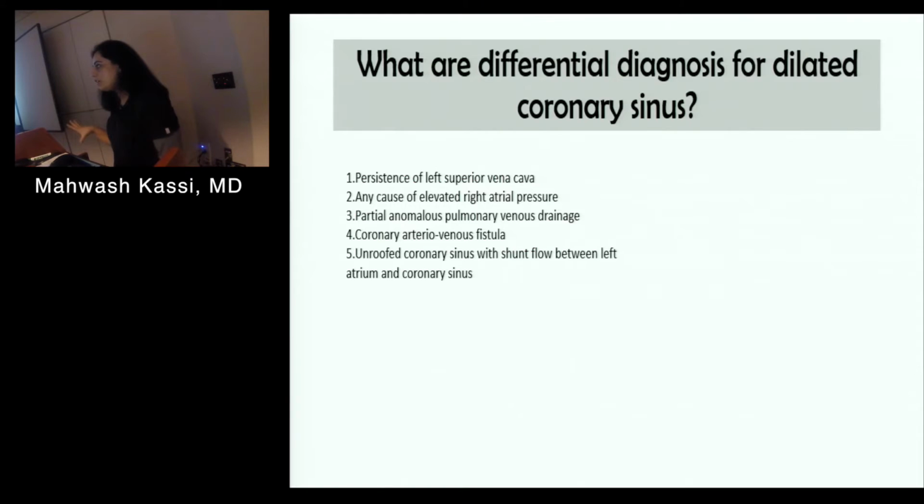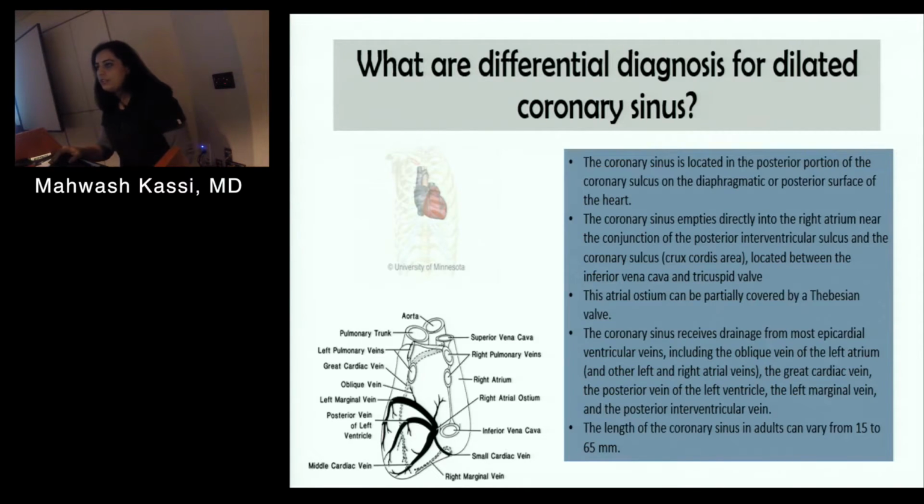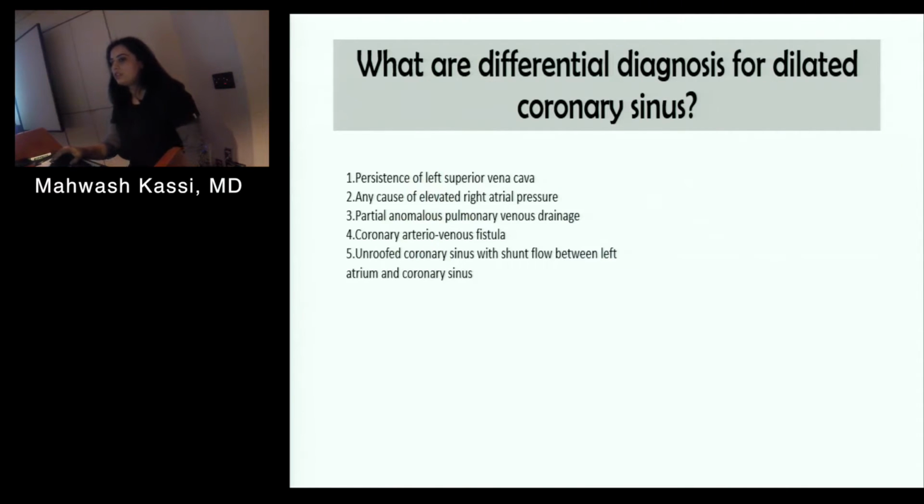Because now we have 5 diagnoses, and we don't know. This person has severe mitral regurgitation and has a circumflex that is occluded. He needs to go to surgery for the ischemic mitral valve. But does he need any other surgical procedure, which is a very important question to answer at this point in time? So how do we go about this? I think it's important to understand what a persistence of left SVC really means. That's one question I thought is important to answer.